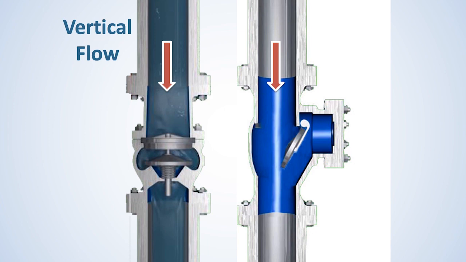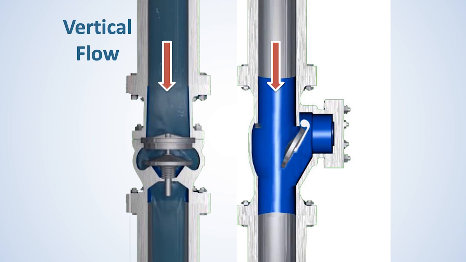And as you can see with the illustration of the swing check, gravity is keeping the valve open, even if there's no flow at all. If the normal flow direction was flow up, the orientation of the valve would be reversed and the flapper would be sitting on the seat all the time, as you saw on the last slide.